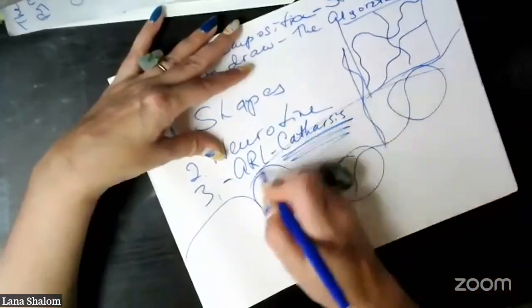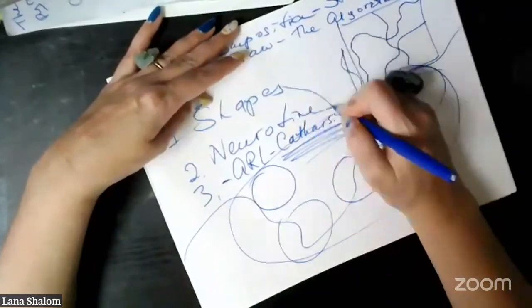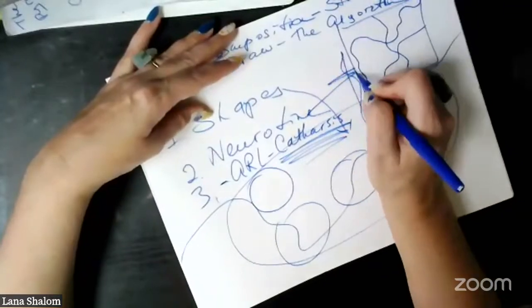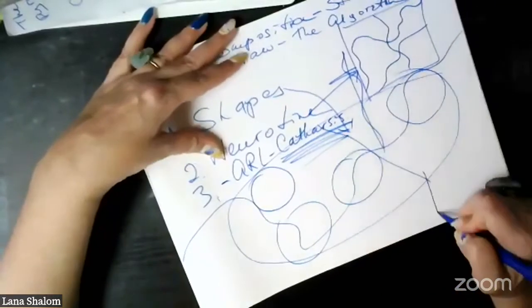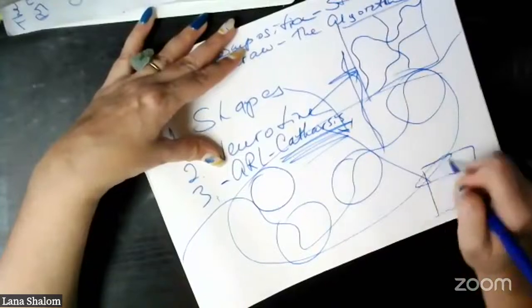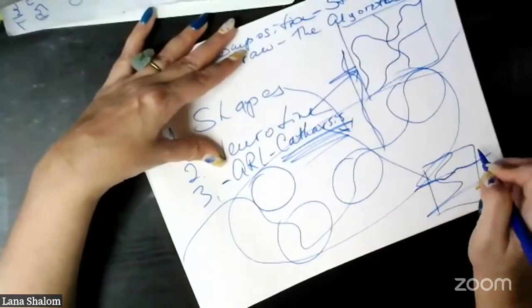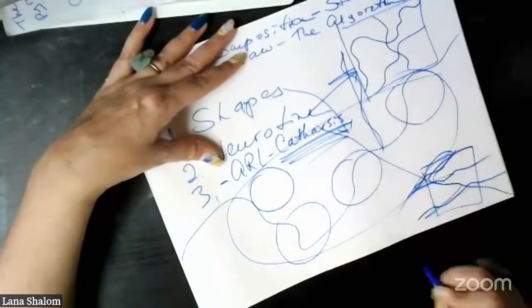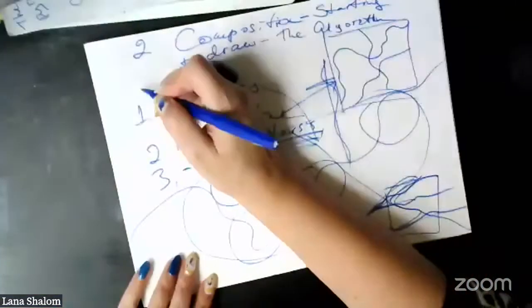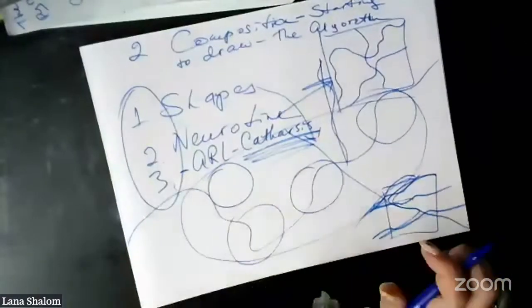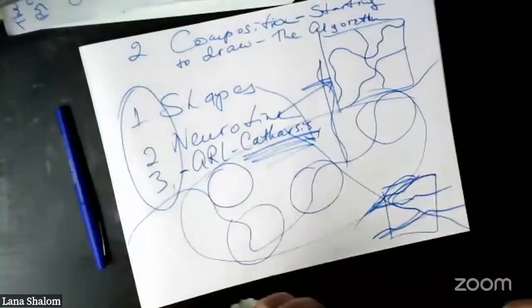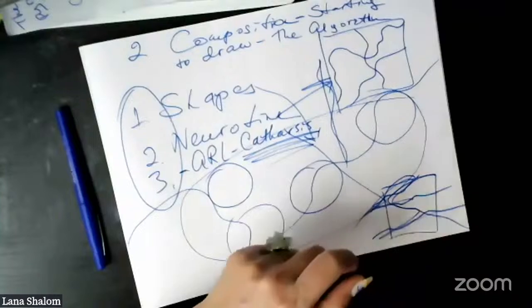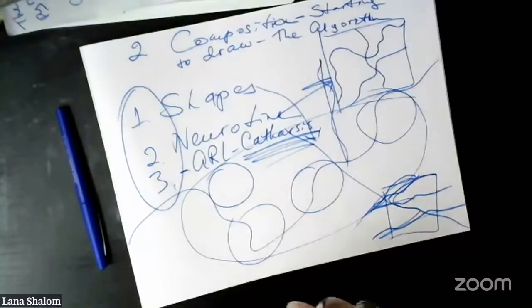We either start drawing with the shapes, okay? Or we start drawing with the neural line, or we start drawing when we make catharsis, okay? And then the catharsis has to follow a certain algorithm. I will explain it to you when we draw, okay? 3 ways to start the composition. Remember that. 3 ways to start the composition, okay?